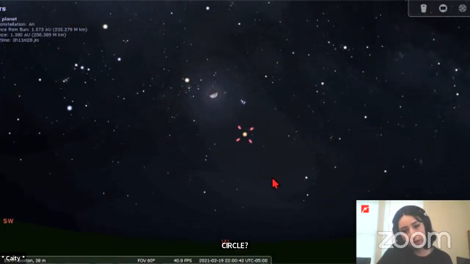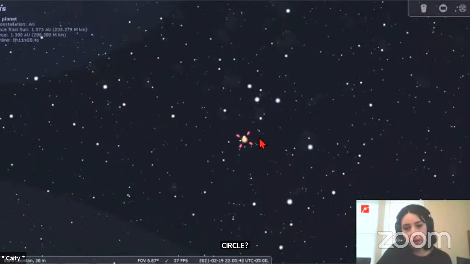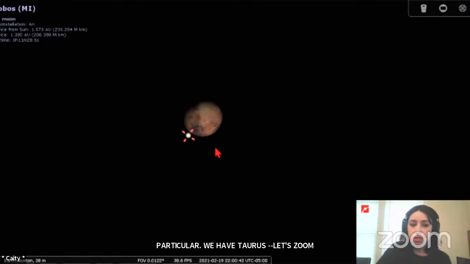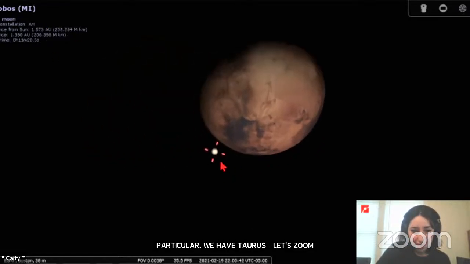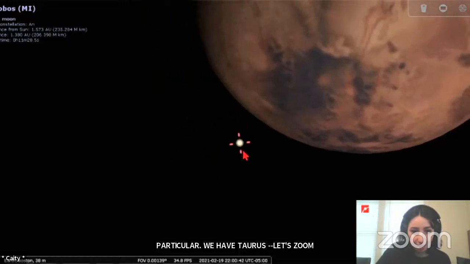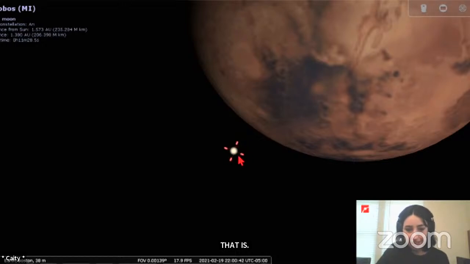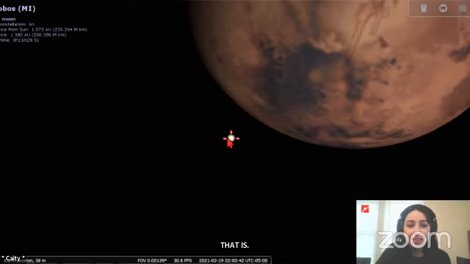Let's see, we have Taurus. All right, let's zoom back in and I'll click on it, because I don't know what star that is. Let's see. Oh, it's the Martian moon. I should have known that. It is very close to Mars. This is called Phobos. It's very fuzzy. It's too bad they didn't put an actual image of it in here. It'd be easier to recognize. But this is one of the moons of Mars called Phobos.